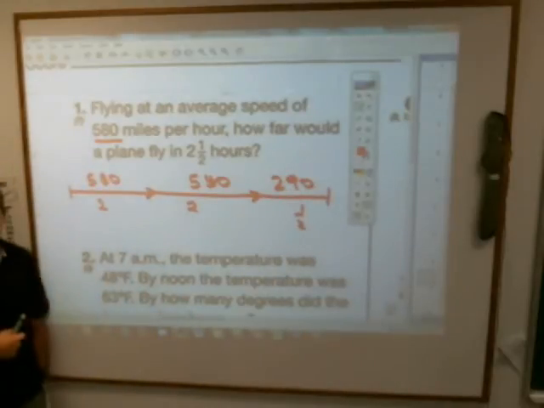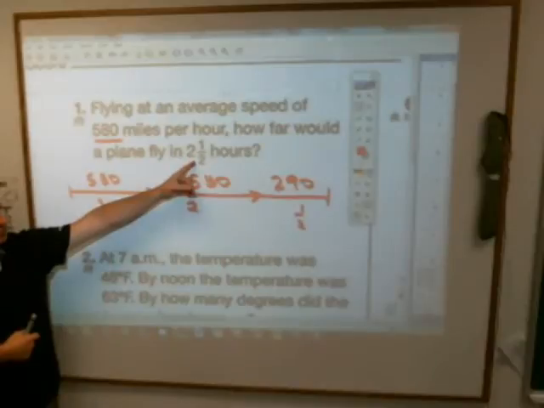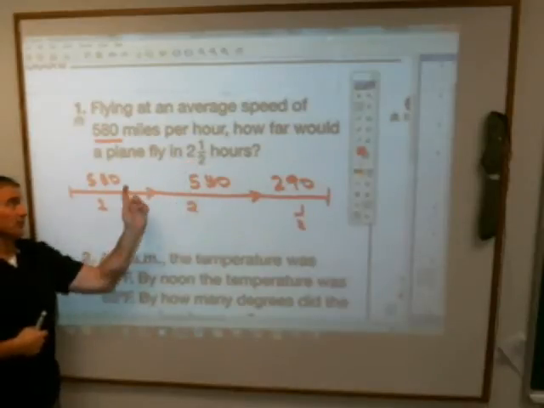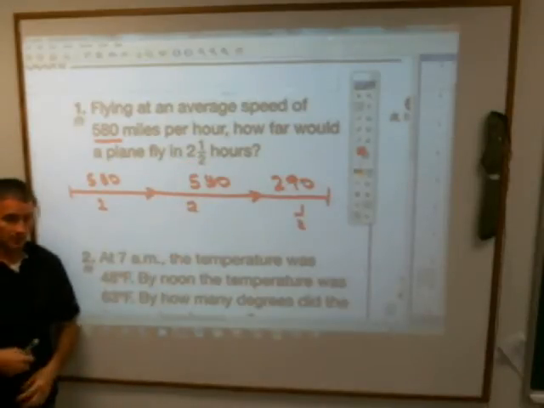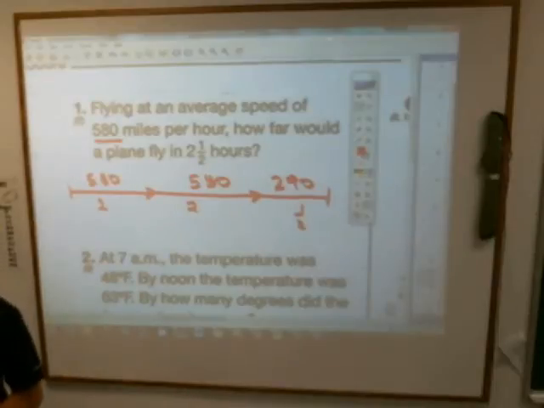What type of problem is this? You're going to multiply or divide? Yeah, you can take 580 times 2.5. Or you could add these together, 580 plus 580 plus 290, either way. But it is definitely a multiplication problem. 2.5 times 580.